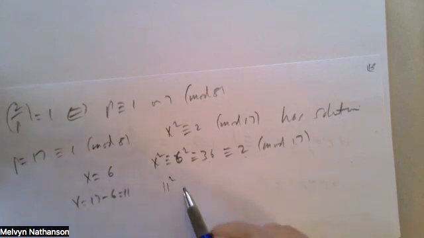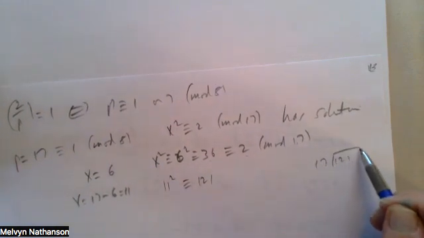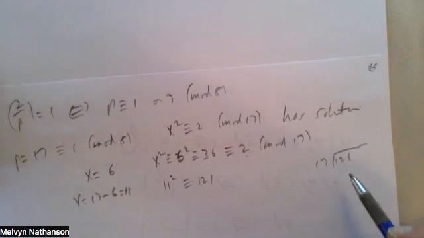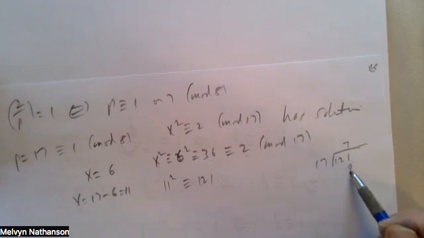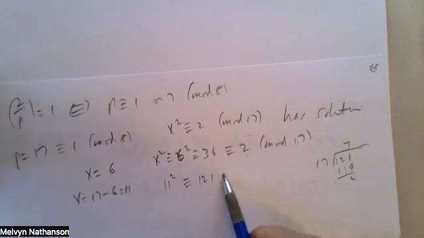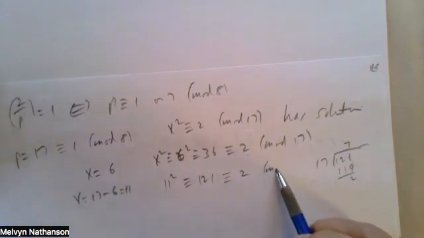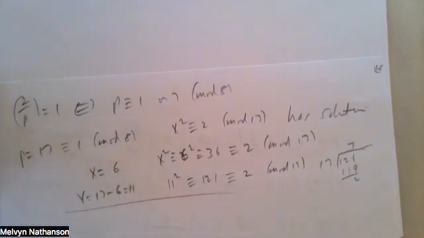See, what's 11 squared? 11 squared is 121. If you divide 17 into 121, how many times does it go? 7 sevens are 49, 119, leaving a remainder of 2. So 121 is also congruent to 2 mod 17. So that's an example of this rule.